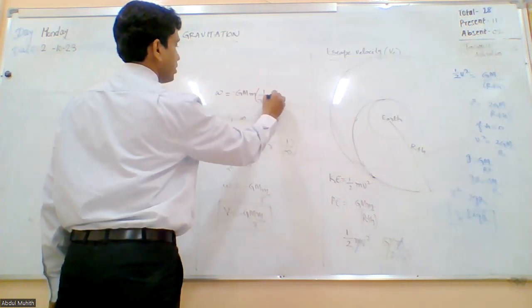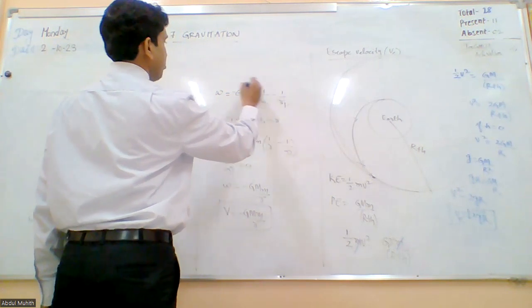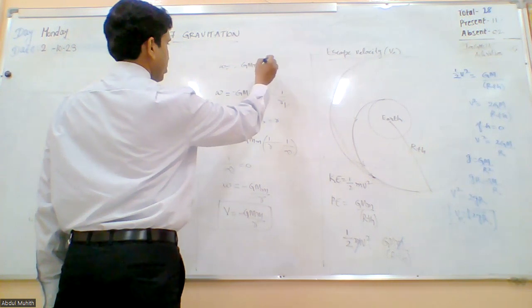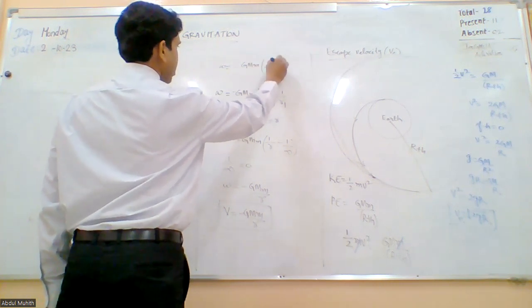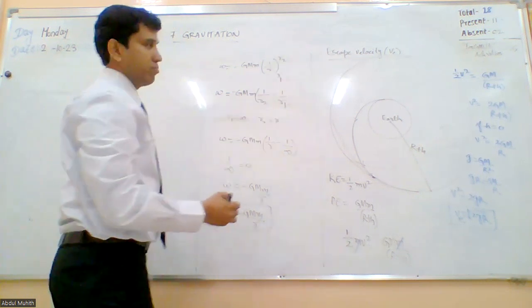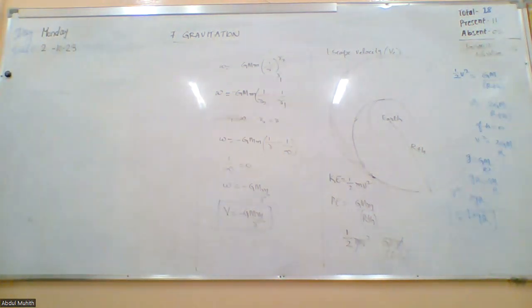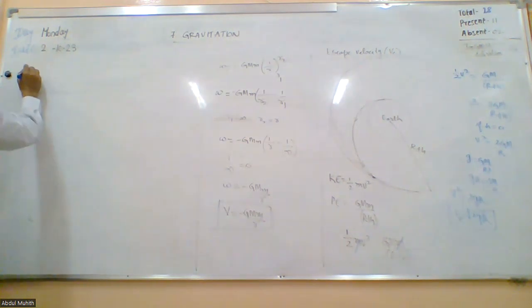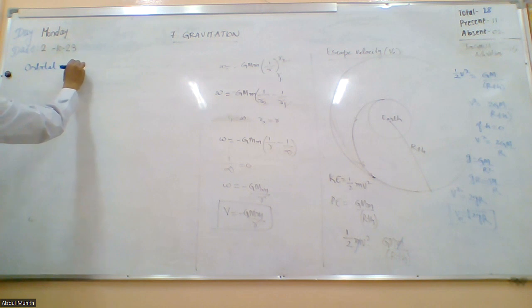1 by R minus 1 by R. Okay. Before this, W is equal to minus GMm times 1 by R1 minus 1 by R2. No, next one. Now here, orbital velocity. What is orbital velocity? The orbital speed, or orbital velocity.